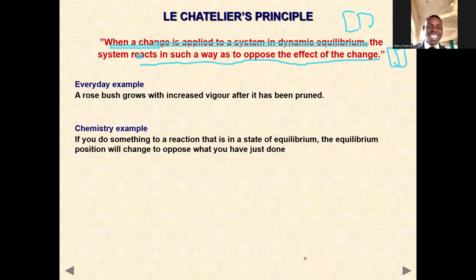So when a system is at dynamic equilibrium and there's a change, the system will react to oppose the effect of the change. Simple as that. You must know that. An everyday example: a rose bush grows with increased vigor after it has been pruned. Let's look at a chemistry example. If you do something to a reaction that is in a state of equilibrium, the position of the system will change to oppose what you have just done. So if you add more acid to a reaction, the reaction will go faster than before because it becomes more concentrated.